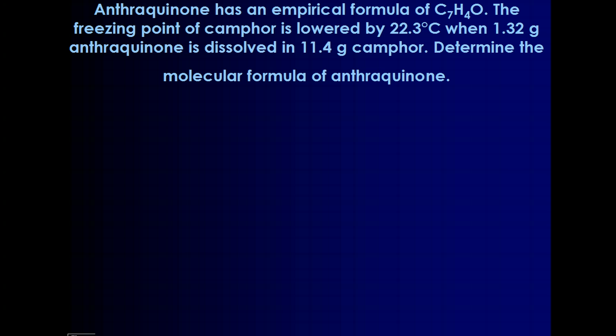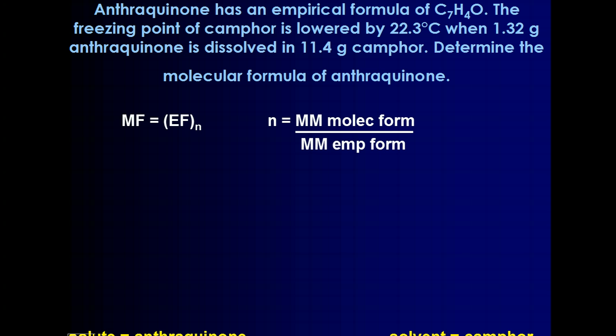Anthraquinone in this example is the solute, and it's being dissolved in the solvent camphor. And that's at the very bottom of your page. I promise, solute is anthraquinone and the solvent is camphor. So to calculate the molar mass of the molecular formula, we're going to need its grams and its moles. We already know the molar mass of the empirical formula using atomic masses to determine that with C7H4O. And we know the mass of our anthraquinone, the 1.32 grams.